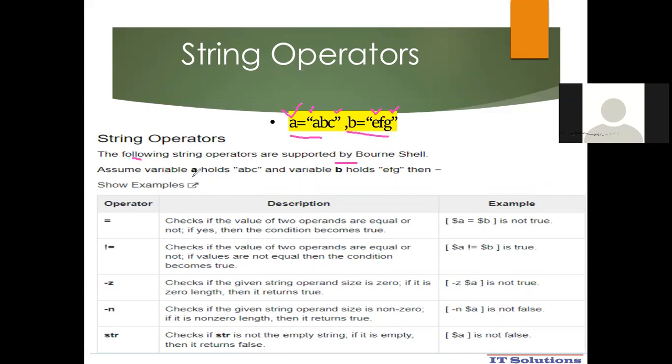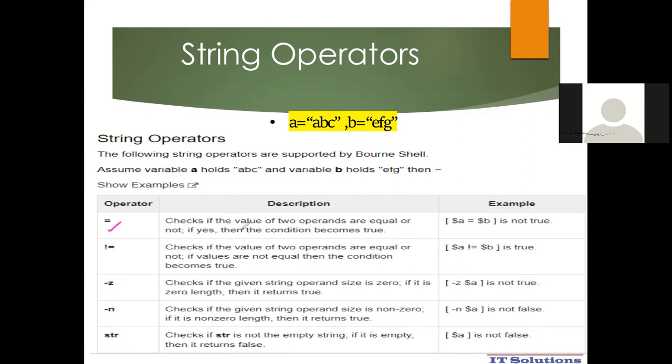Here we are using this example to see what results we can get with the help of different kinds of operators. We have to assume A holds ABC and B holds EFG. There are a total of five important operators. The first one is the equal to operator. This is not the assignment operator; this is the equal to operator in shell scripting.